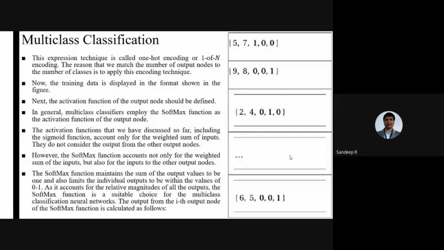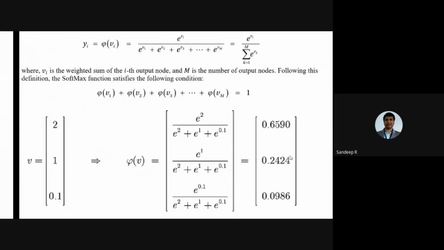Okay. Also whenever it is a multi-class problem, it is advisable to use a softmax function at the output node, that is softmax activation function at the output, compared to the sigmoid activation function or the other activation functions. The reason is that the softmax function not only considers the weighted sum of the input that is given to it, but also it considers what was given to the others.